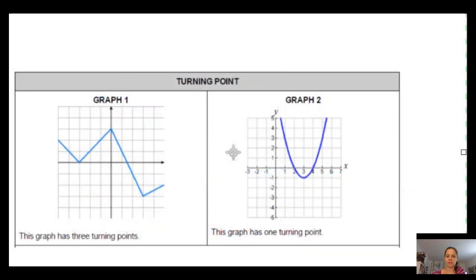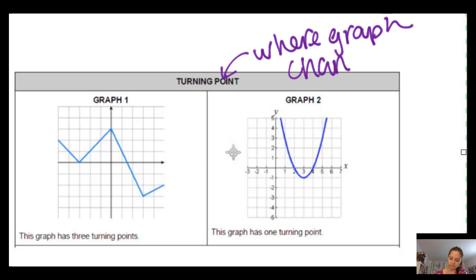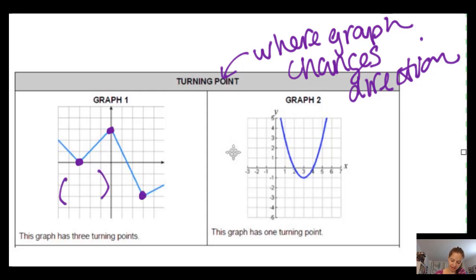Now on to turning points. A turning point is where the graph changes direction. In graph number 1, there are 3 turning points. And we could label their x, y. So for example, this is -3, 0, one of the turning points. In graph number 2, there is a single turning point. This one, for example, is 3, -1.